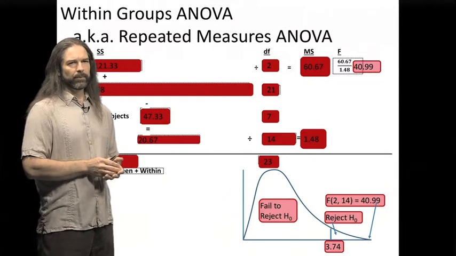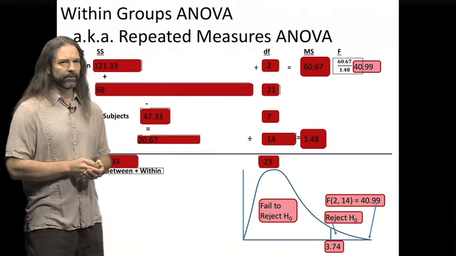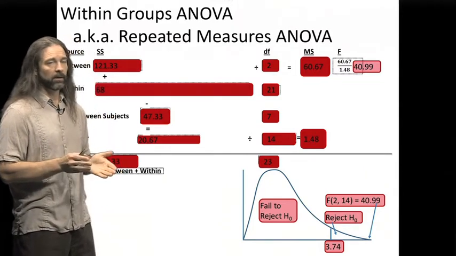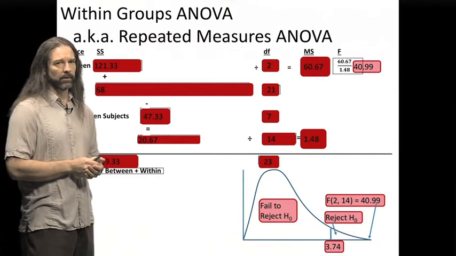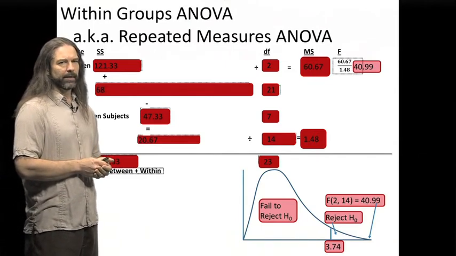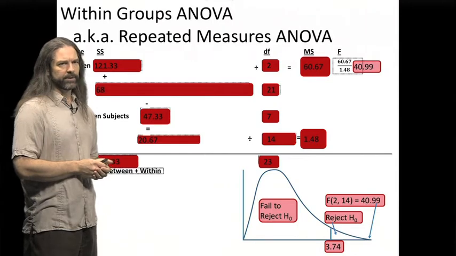By now you should be used to doing this. It's in the back of your textbook, or if you need to find it online, there are a number of F-crit tables online. When you look up that value, it gives you an F of 3.74.